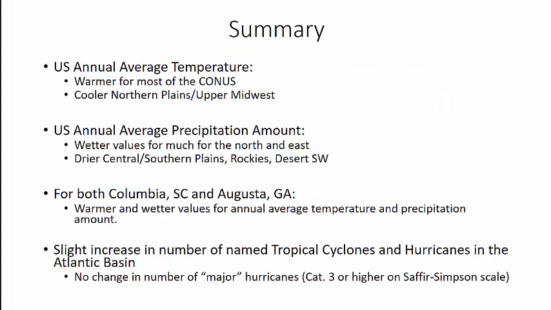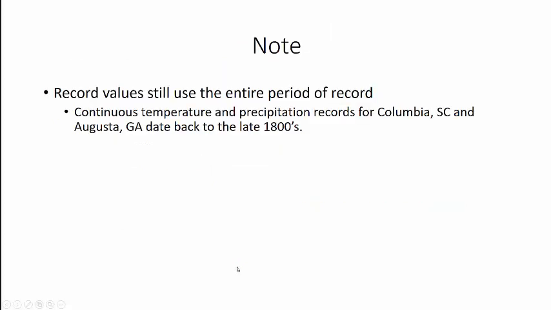So in summary, we saw U.S. annual average temperatures trend warmer for most of the continental U.S. We saw U.S. annual average precipitation amounts trend wetter for much of the north and east, but drier from the central and southern plains westward across the Rockies and desert southwest. For both Columbia and Augusta, we saw a trend towards warmer and wetter values for annual average temperature and precipitation amounts, and we saw a slight increase in the number of named tropical cyclones and hurricanes in the Atlantic Basin.